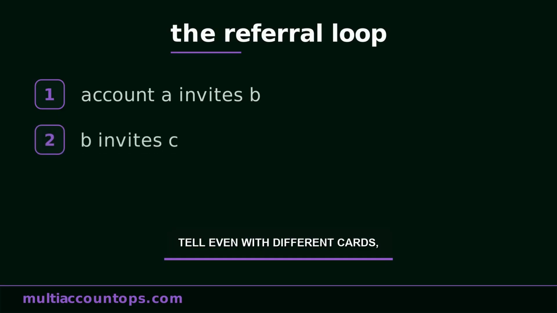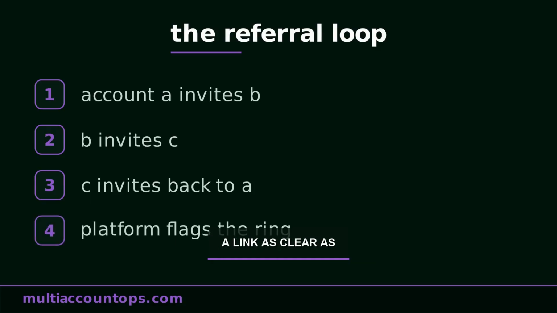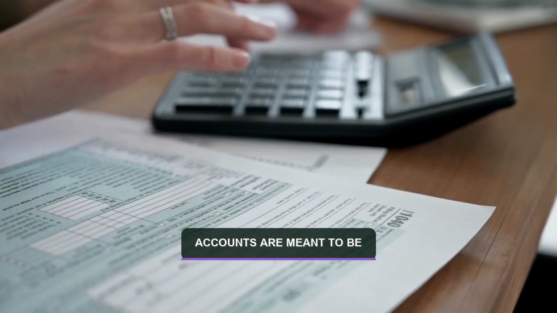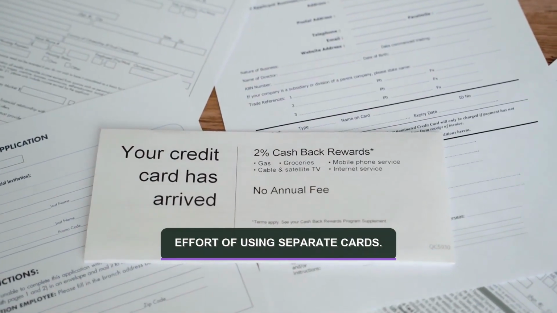The billing address tells. Even with different cards, the billing details can give you away. The same name, the same billing address, the same details attached to every payment across supposedly independent accounts is a link as clear as a shared card. Platforms and their payment processors read the whole billing record, not just the card number. So payment separation is not only about using different cards, it is about the identity attached to each payment looking genuinely distinct where the accounts are meant to be distinct. The same person's name on every receipt undoes the effort of using separate cards.